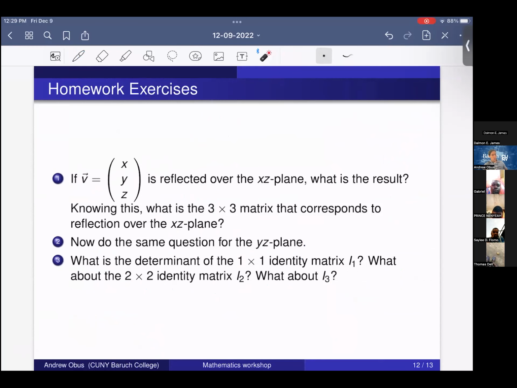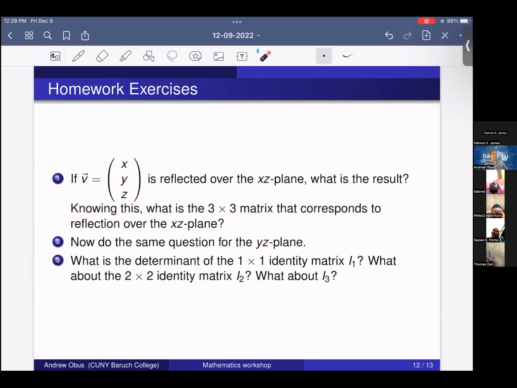So there's a couple of homework questions that I'll give. The first one is, we did this already for the XY plane in our example. So I want to ask you the same thing. If you reflect a vector XYZ over the XZ plane, what's the result? And then once you know that result, what's the matrix that's going to give you the correct reflection? And now do the same thing for the YZ plane instead of the XZ plane.